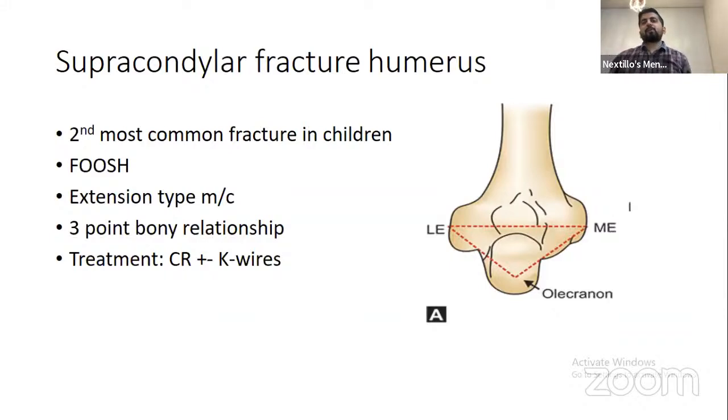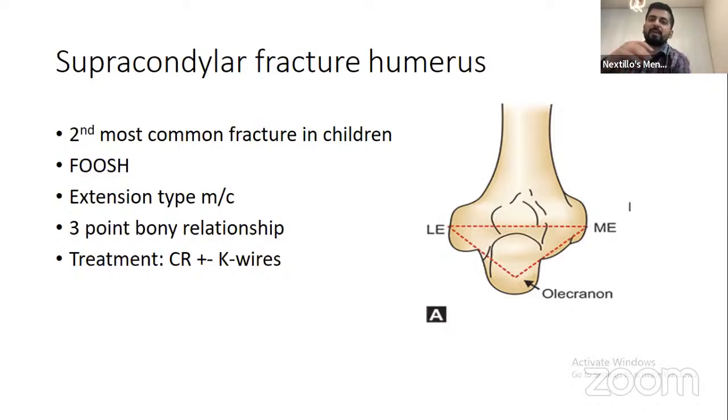So the next important topic is the supracondylar fracture of the humerus. Supracondylar fracture of the humerus is the commonest fracture, second common fracture in children. It is again one of the FOOSH injuries, or fall on the outstretched hand. Now, the extension type is the most common type. It is seen in about 97% of the children.